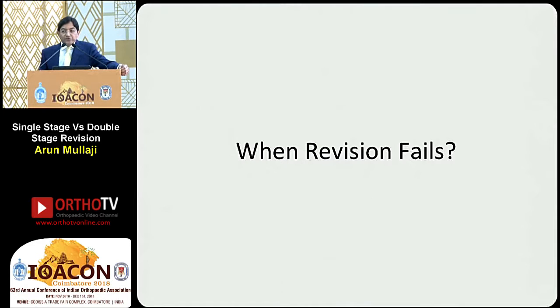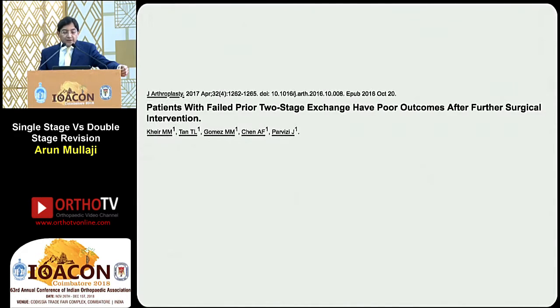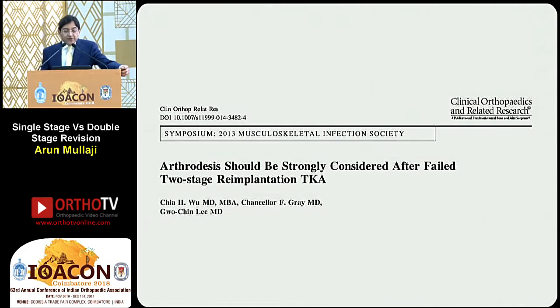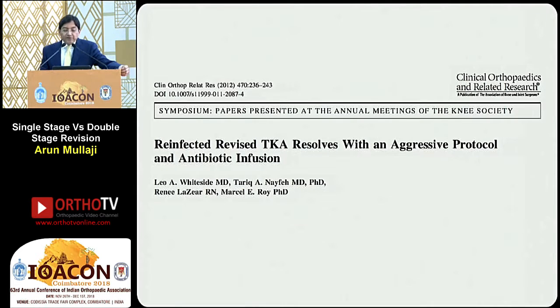What do you do when revision fails? You've just heard Dr. Maria. And papers have also suggested, and Jay Parvizi is one of the authors of this paper, saying that failed prior two-stage exchanges have poor outcomes after further surgical intervention. In fact, it has been recommended that arthrodesis should be strongly considered. Reinfected revised total knee, however, can resolve with an aggressive protocol and antibiotic infusion. So you might give it one try with Leo Whiteside's method of direct infusion of antibiotics into the knee.